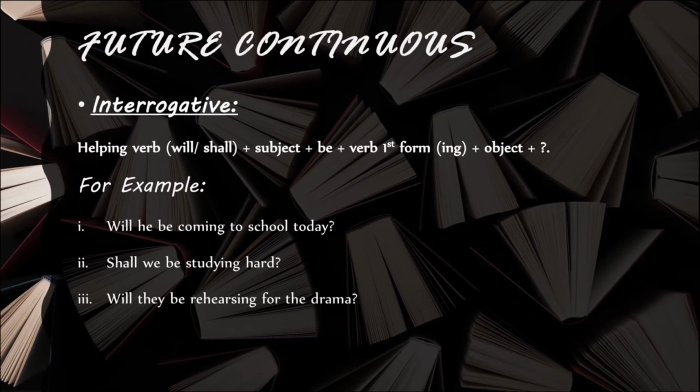If we talk about future continuous interrogative, then we will start with the helping verb, then subject, and after that, add be. For example, will he be coming to school today? Shall we be studying hard? Will they be rehearsing for the drama?